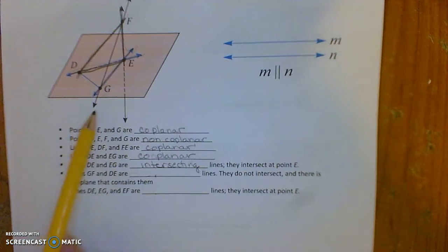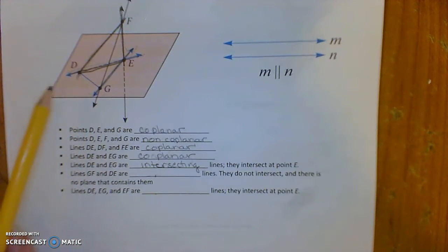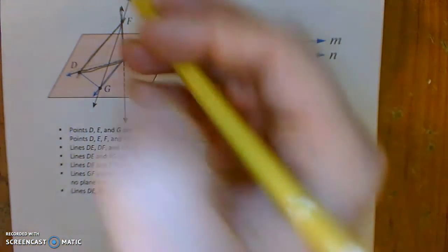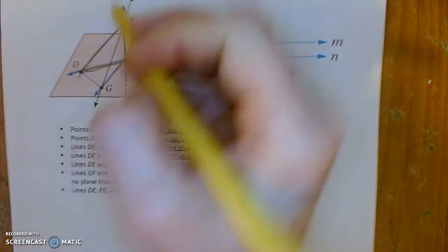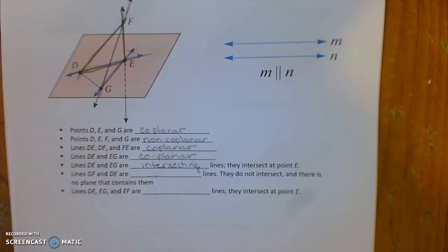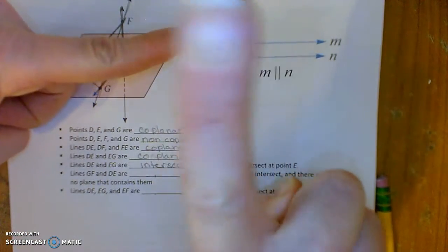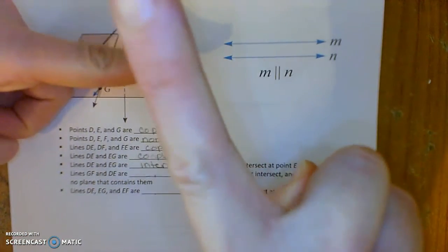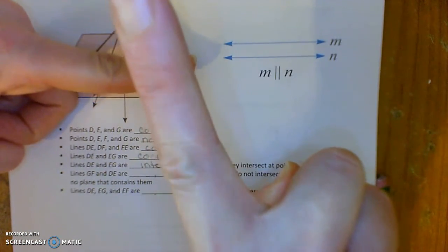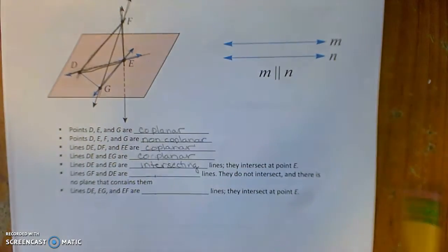All right, now GF and DE here. Here's DE, here is GF. Those 2 lines, they do not intersect. There's also no plane that will contain those 2 lines. See if you can do it with your fingers. Imagine that one line's going this way and another line's hovering above it, going in some other direction. They will never touch each other.